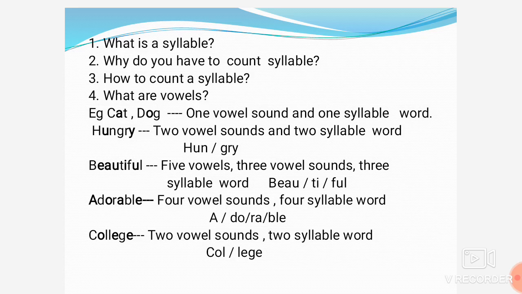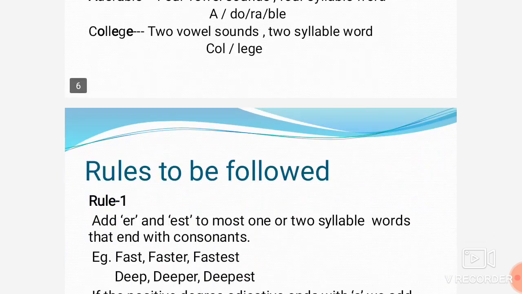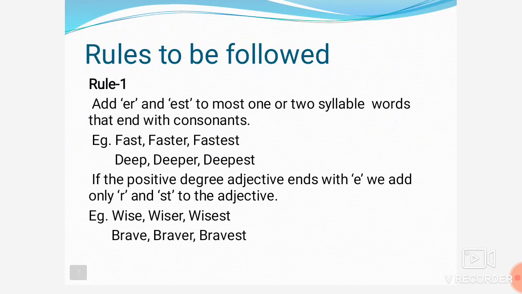I hope you understood what a syllable is, why we have to count the syllables, and how to count the syllables. Now let's see the rules to be followed. Rule number 1: Add ER and EST to most one or two syllable words that end with a consonant.